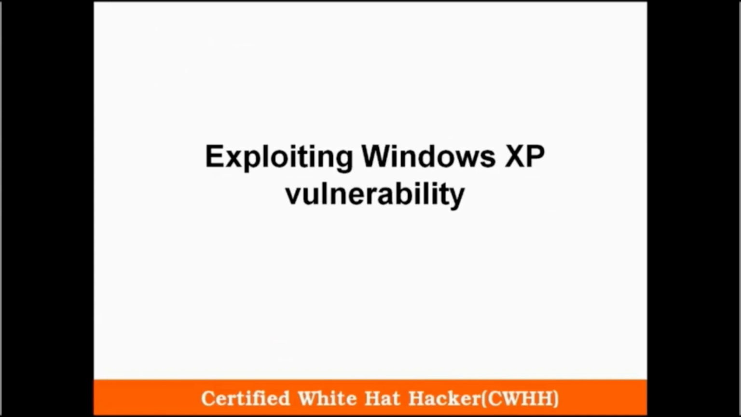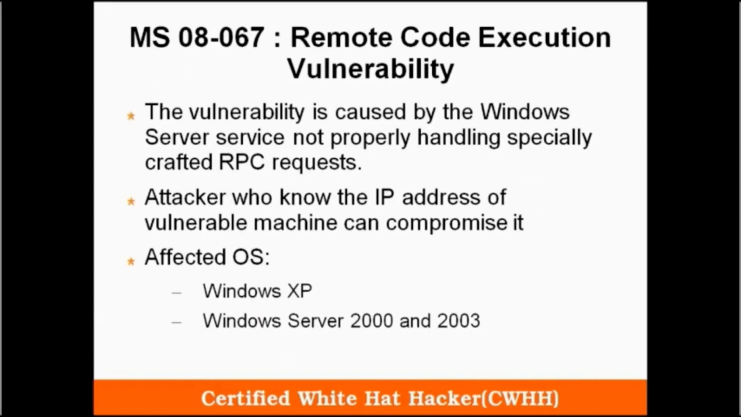So let's see how to exploit a Windows XP vulnerability. We'll be looking at the MS08-067 remote code execution vulnerability in Windows XP, and the vulnerability is caused due to the Windows Server service not properly handling crafted RPC requests. For this exploit to work, you need to know the IP address of the vulnerable machine, and the different operating systems that are affected are Windows XP and Windows Server 2000 and Server 2003.